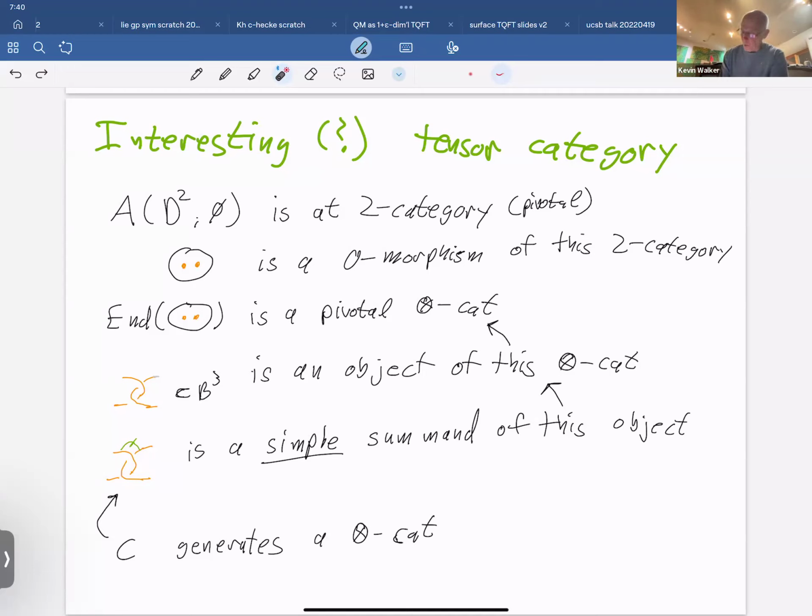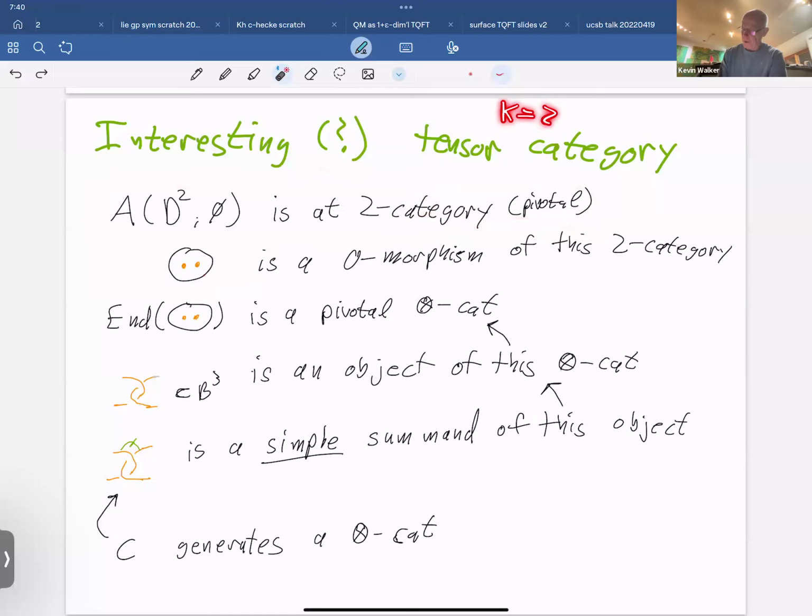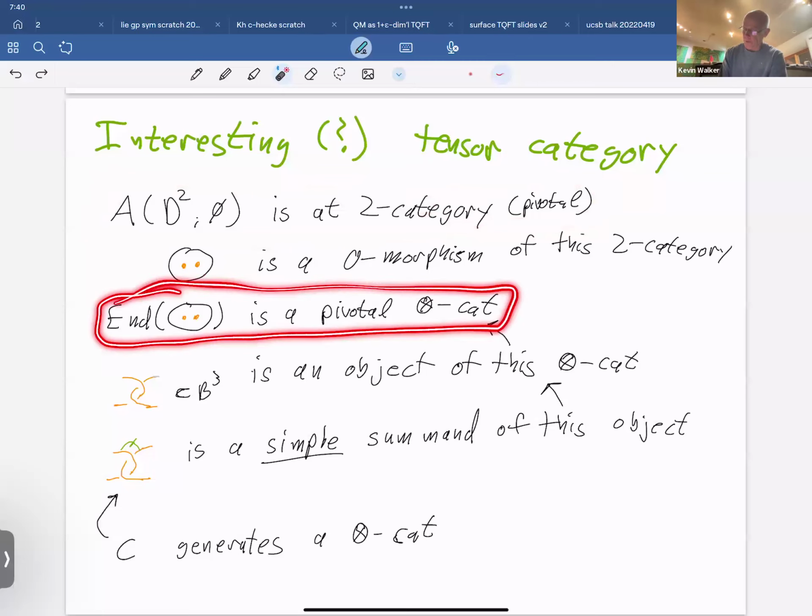So we're in a 4 plus epsilon dimensional TQFT. That means to a 2 manifold, like the disk with empty boundary conditions, we assign a 2 category. It's going to be pivotal. What's a 0 morphism in this 2 category? Well, it's a disk with a codimension 2 submanifold, because we're at k equals 2. Here's a choice of a 0 morphism. What are the endomorphisms of this thing? Whatever they are, they're going to be a pivotal tensor category.